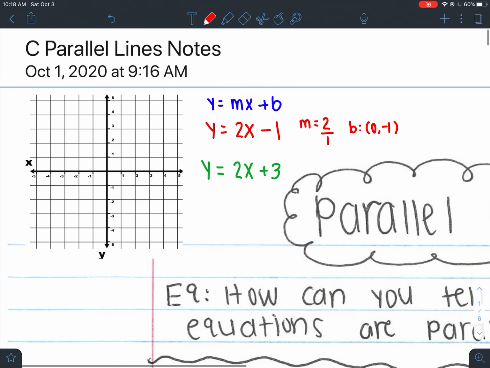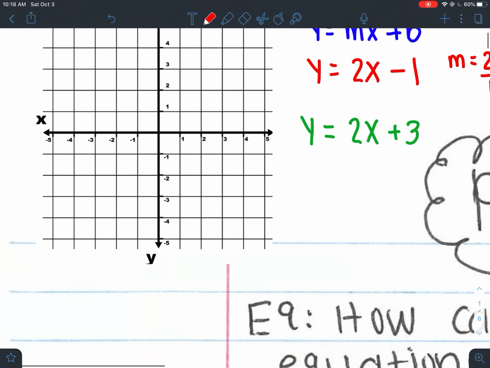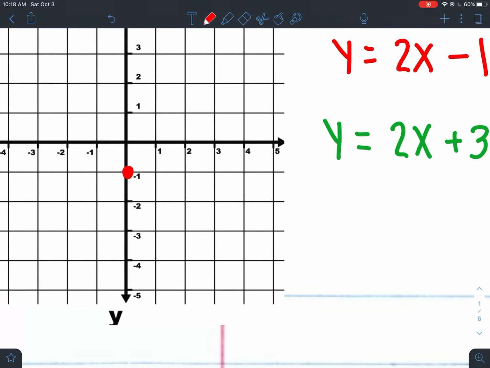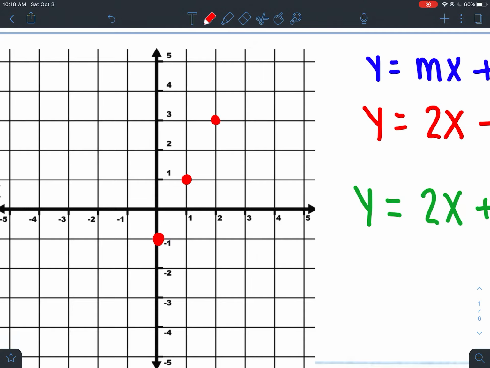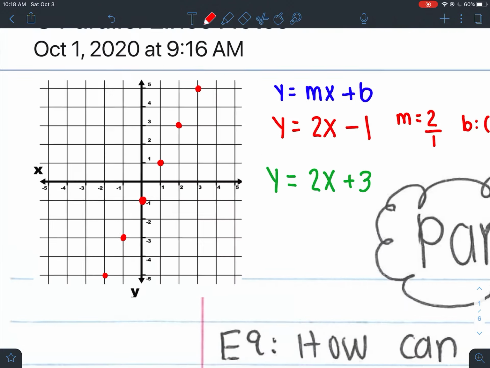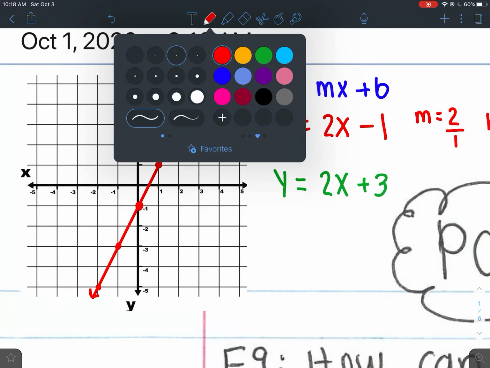So I'm going to start graphing that red equation. The y-intercept is at negative 1, and remember the y-intercept is on the y-axis. Then I'm going to use my slope of positive 2 over 1, which means I rise up 2 and go to the right 1. I'm going to do that for as many points as possible, and also go in the opposite direction as well. Here's my line so far, and I'm going to draw a line through those and put my arrows there. So this is the graph of the red line.